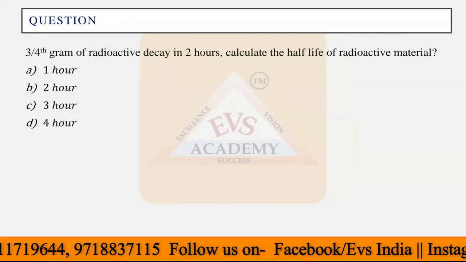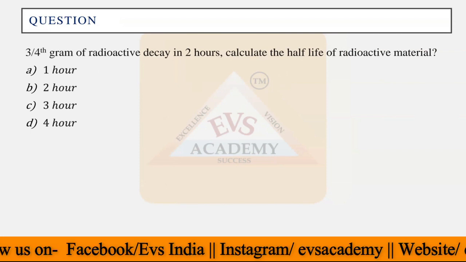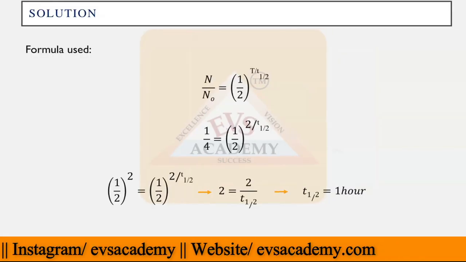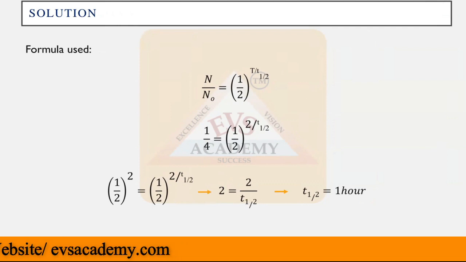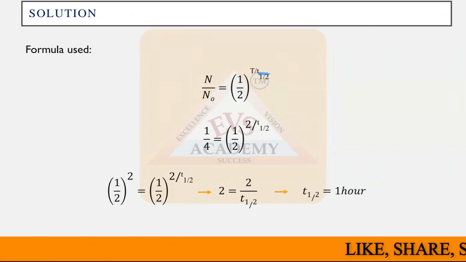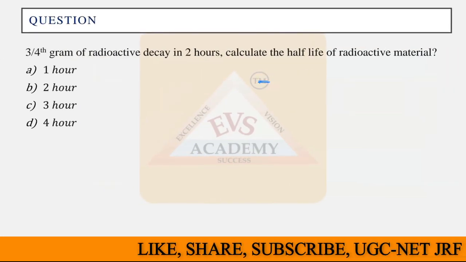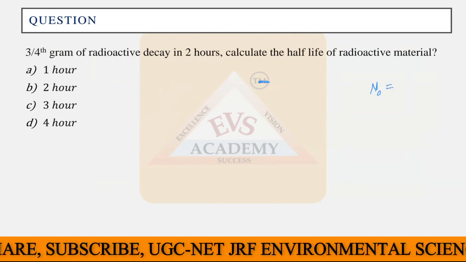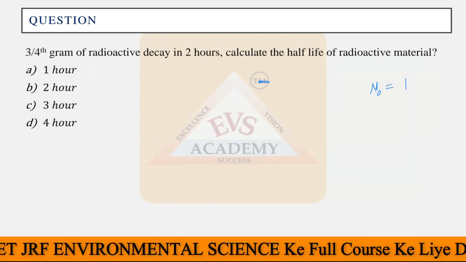The next question is saying that 3/4 gram of the radioactive material decays in 2 hours. Calculate the half-life of the radioactive material. Now let's see how to solve this one. Again, I will use the same formula, because the half-life needs to be calculated here. So N divided by N naught. Let's look into this again: 3/4 gram of radioactive material decays in 2 hours. Suppose I take N naught equal to 1, so the total initial amount was 1.